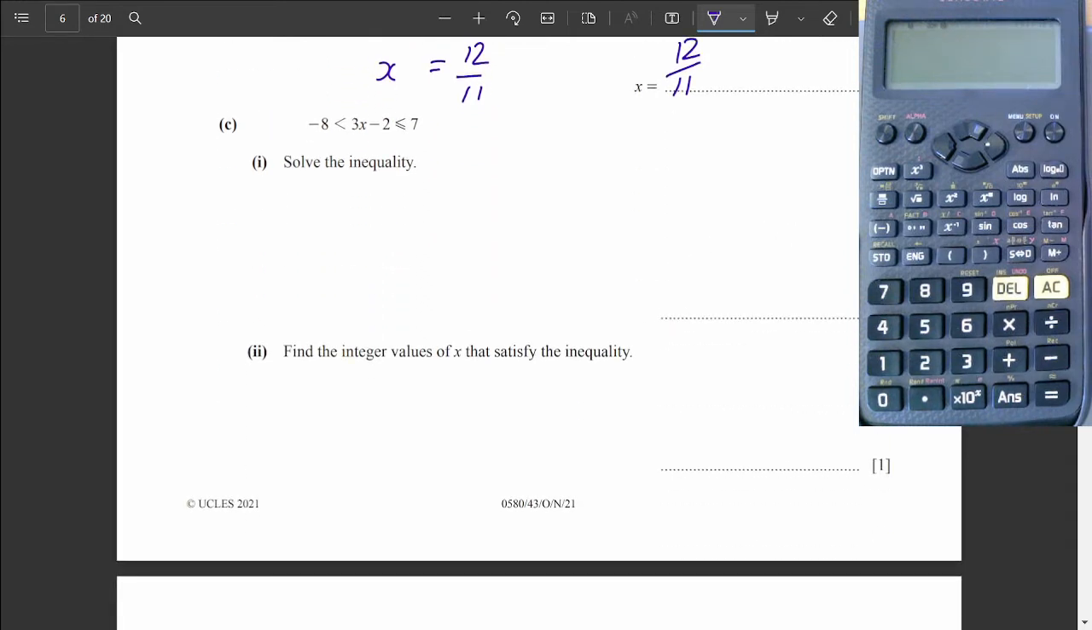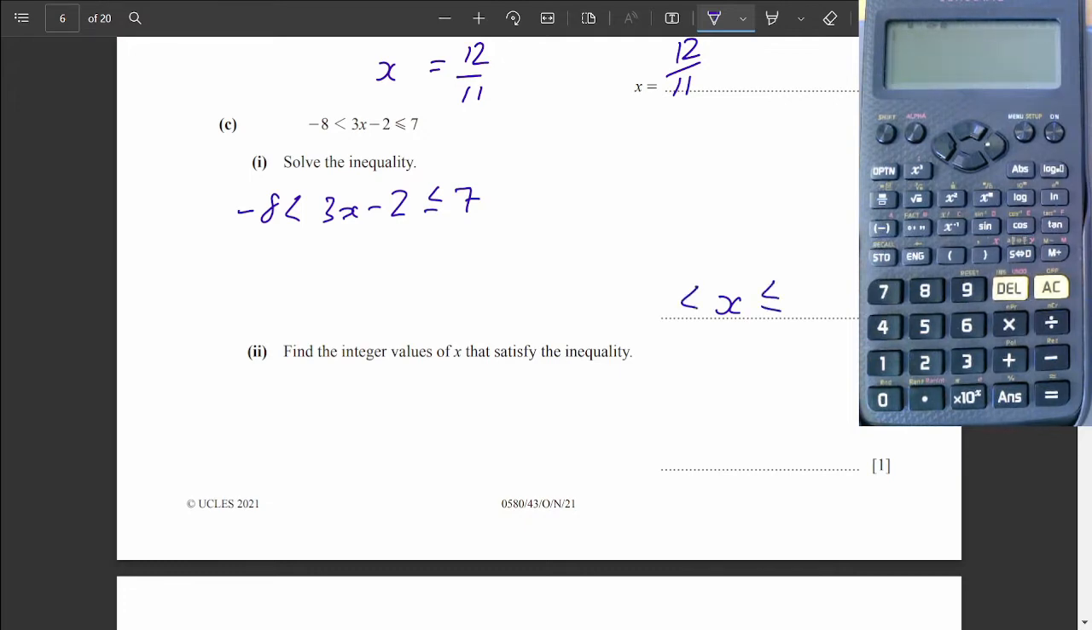Question 4c, solve the inequality. Okay, so what to remember here is that we've got two signs. It's like two equations in one. My favorite method is to remember that what we want is just an x in the middle and the two answers on the sides.